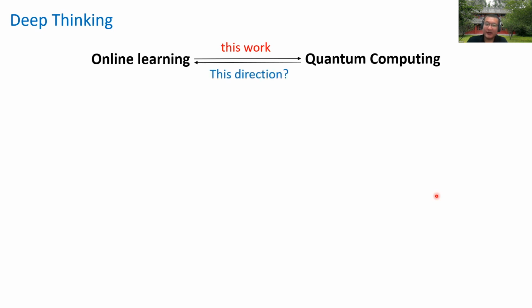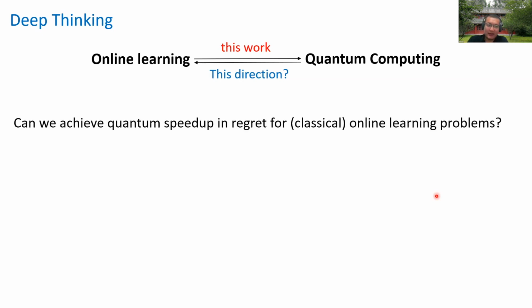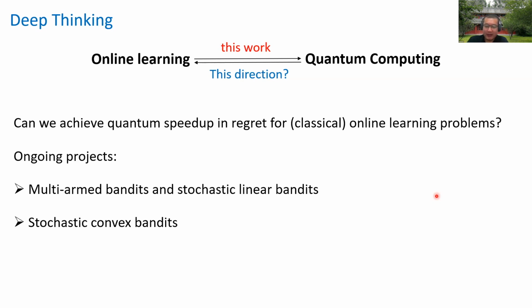But how about the other direction? This is probably a little bit far from the topic of this lecture series, but it is more like a direct understanding of whether we can give a quantum speedup in terms of regret for classical online learning problems. I'm happy to announce that recently I also have a good understanding of this: for a bunch of online learning problems we can get fast quantum algorithms.